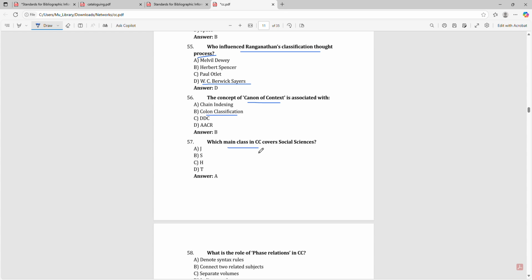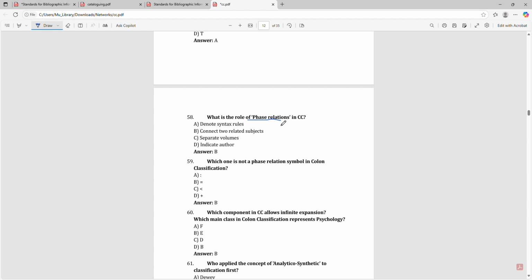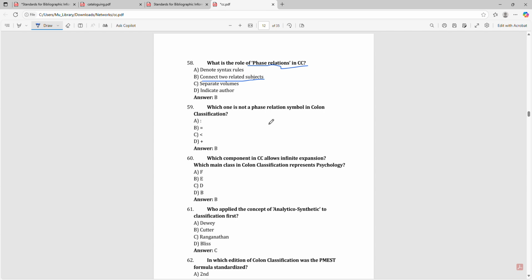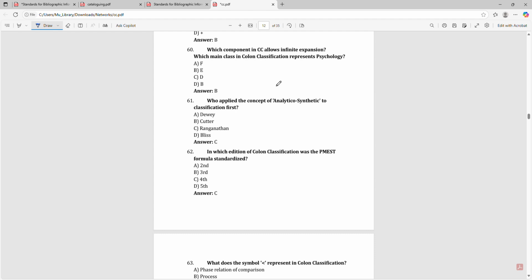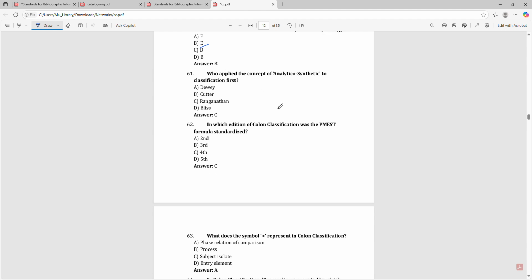Which main class in CC covers social science? That is J. What is the role of phase relation in CC? Connect two related subjects. Which one is not a phase relation symbol in the CC? That is equal to. Which component in CC allows infinite expansion? Which main class in CC represents psychology? That is E. Who applied the concept of analytico-synthetic to classification first? Ranganathan. In which edition of CC was the PMEST formula standardized? That is fourth edition.